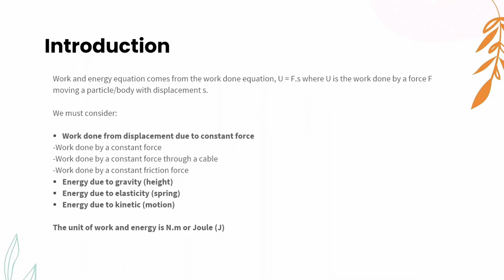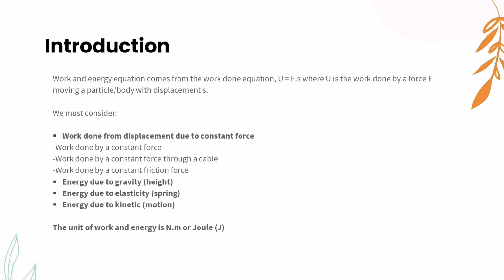Second thing that we must consider is energy due to gravity, that is height. Gravity potential energy comes from particle or object vertical displacement, height. If there is a change in height between initial and final position, then there is a change in gravitational potential energy.